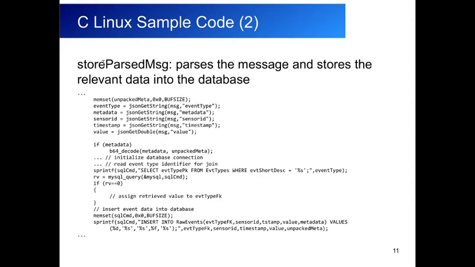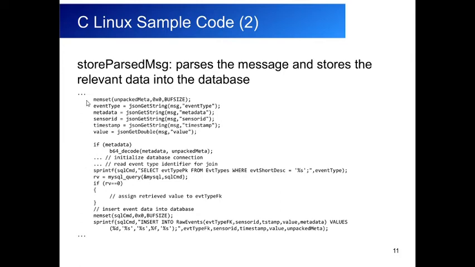How to store the message? What is done in the function is that the message is parsed. So we get the metadata, we unpack the metadata, we prepare the buffer for the metadata, and then we retrieve all the values that are stored in the database. So in the message we have get string, and we retrieve the event type, metadata, the sensor ID, and the timestamp, and we also get the value, the double value.